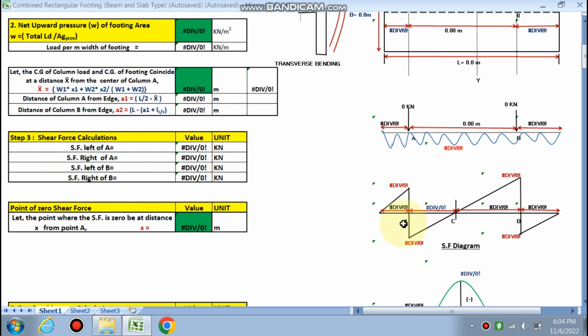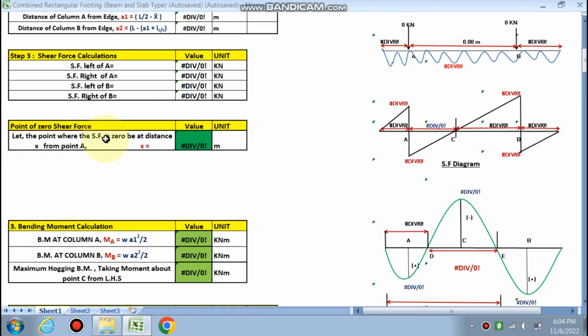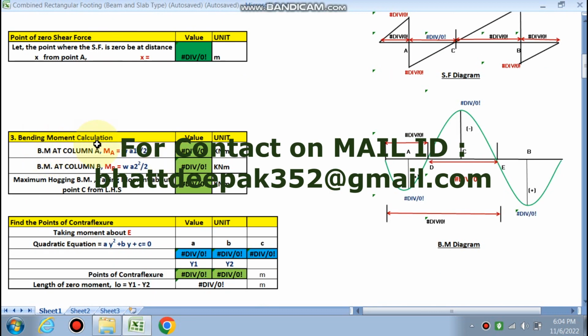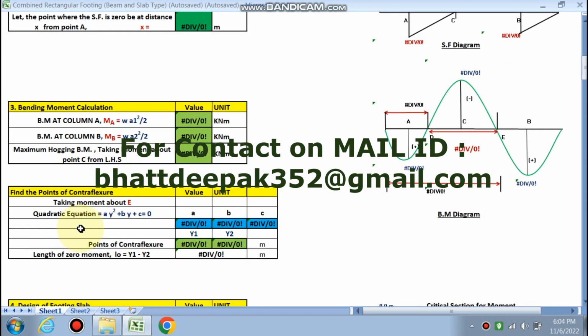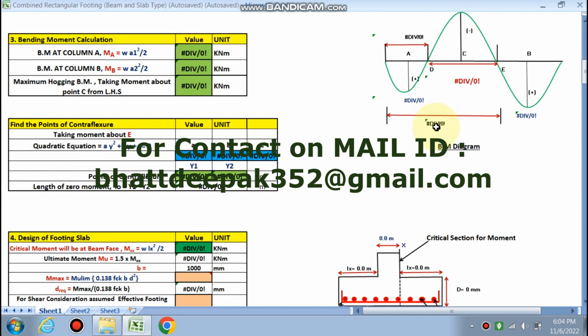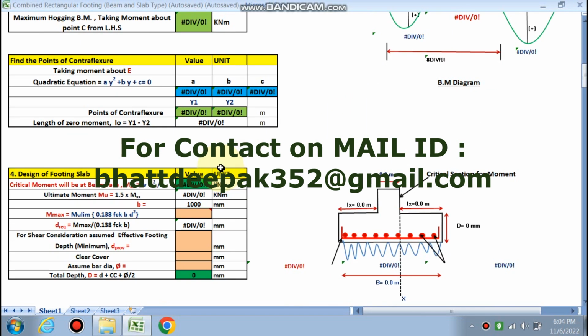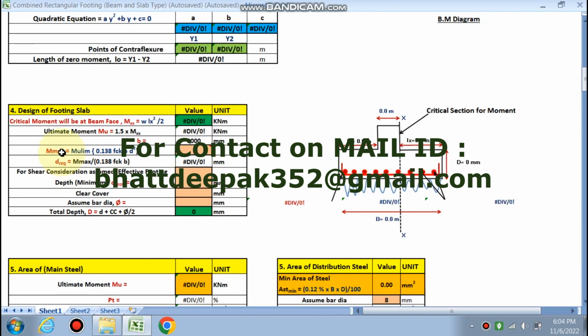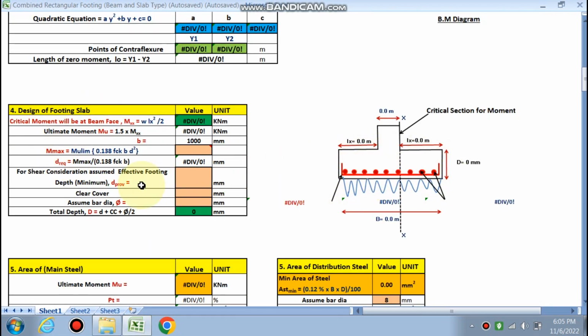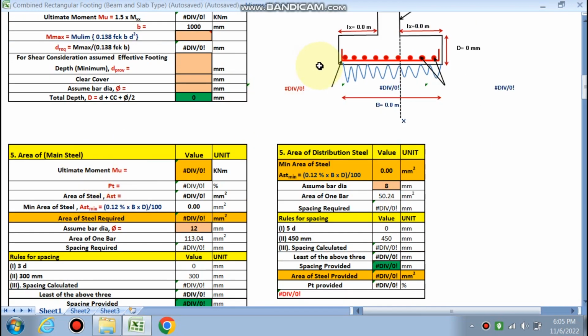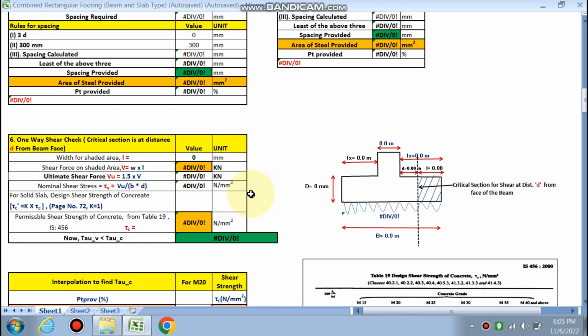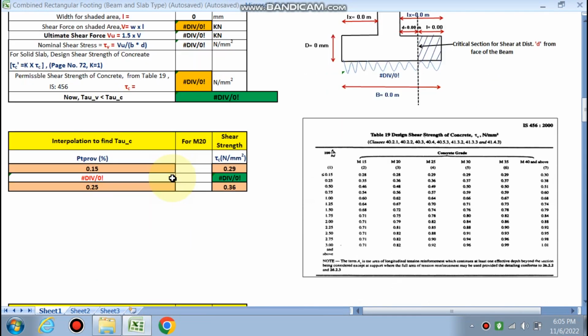The shear force diagram will be calculated by this. Next we will find the zero shear force, and the bending moment calculation will be there, right? Next, the point of contraflexure, that is the point of zero moment, where the bending moment is zero. Then firstly we will design the footing slab. The area of the main steel and area of the distribution steel will be found. One-way shear check for the footing slab will be done.